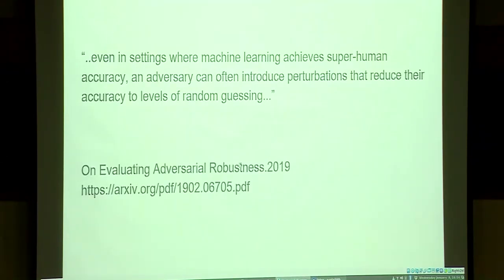In fact, one of the active researchers in this area, people like Madry and others, I like this line in one of their papers, which says that even in settings where machine learning achieves superhuman accuracy, an adversary can often introduce perturbations that reduce their accuracy to levels of random guessing. Okay, so it can be quite bad.